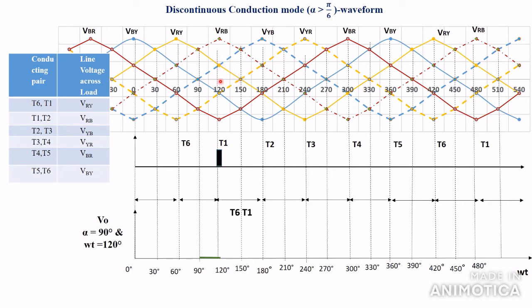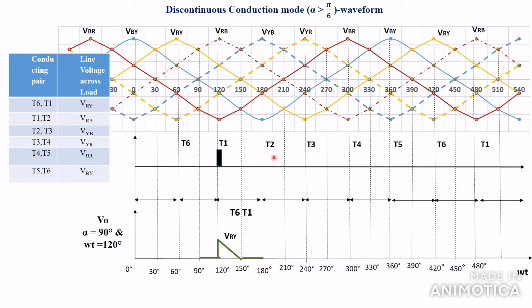So from 120 to 150, this portion will appear across the load, and from 150 to 180 this is 0. So no voltage will appear across the load. Hence this is a discontinuous mode of operation from 150 to 180 degree. Here a resistive load is used, so voltage and current are in phase with each other. Okay. So next, at 180, T2 is triggered.